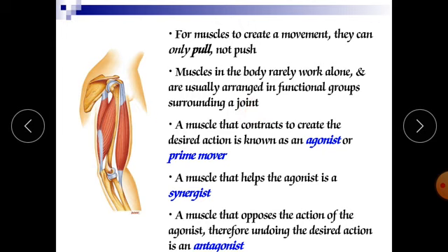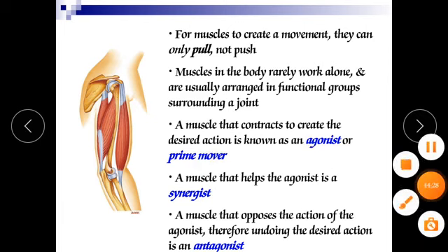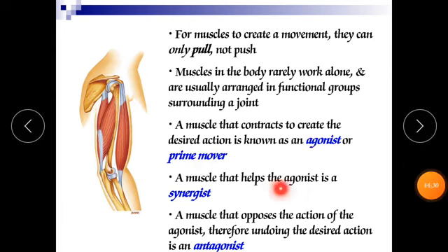A muscle that contracts to create the desired action is known as the agonist or prime mover. A muscle that helps the agonist is a synergist. When you are helping, when you are moving in one direction, it is called synergistic. The muscle that opposes the action of the agonist, therefore undoing the desired action, is called the antagonist. So when you are doing the opposite action, it is called antagonist.